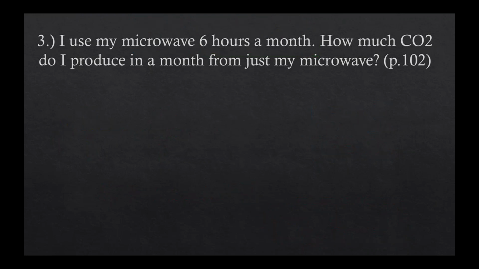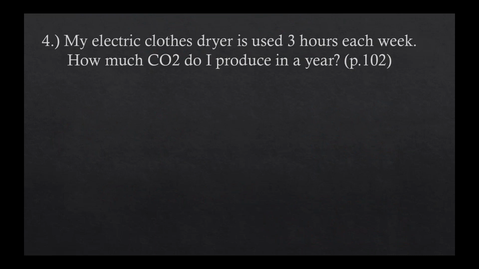So let's do one that's just slightly different. My electric clothes dryer is used 3 hours each week. How much CO2 do I produce in a year? So now we are given the number of hours each week, but our question asks about a year. It's those details that may cause you issues. All right, so I'm going to just tell you, a clothes dryer is 3,400 watts. And when you get to project 2, I recommend you use a clothes dryer to make your life easier. You'll understand when you read the project. Okay, so if I have 3,400 watts, how many kilowatts is that?